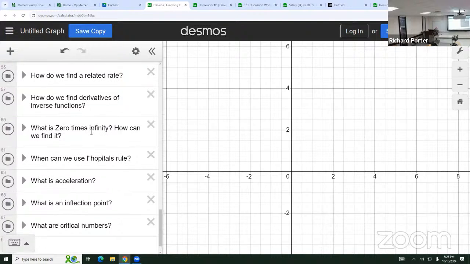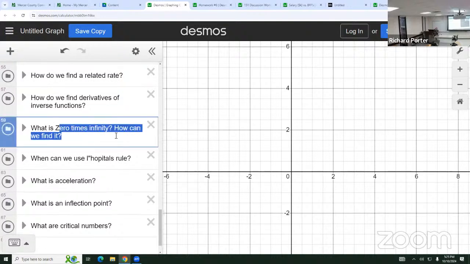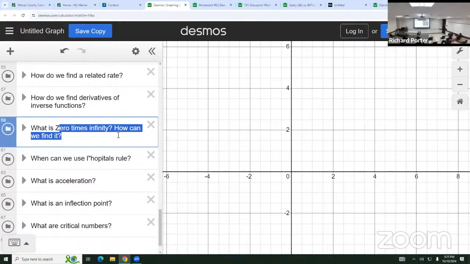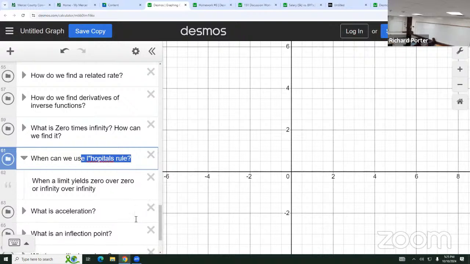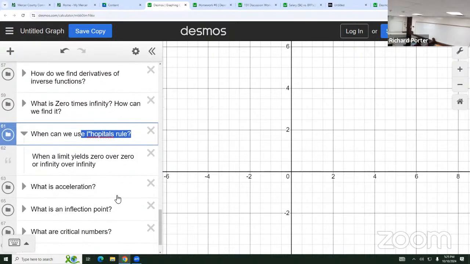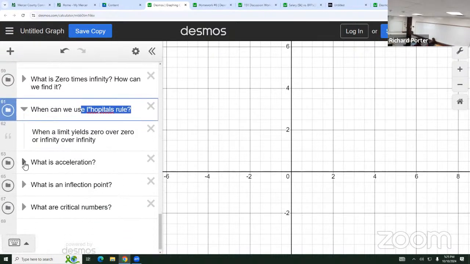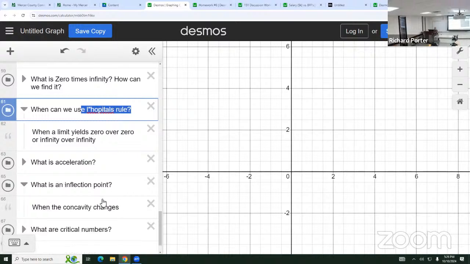So the ones from this week are: what is 0 times infinity? Anyone want to answer? I'll ask Jake. Jake, what's 0 times infinity? It can be anything. Depends on the journey. When can we use L'Hopital's rule? When the limit is 0 over 0 or infinity over infinity. What is an inflection point? Yep, it's when concavity changes.